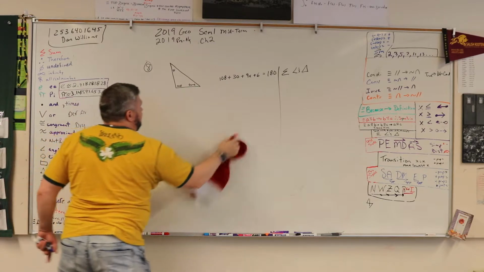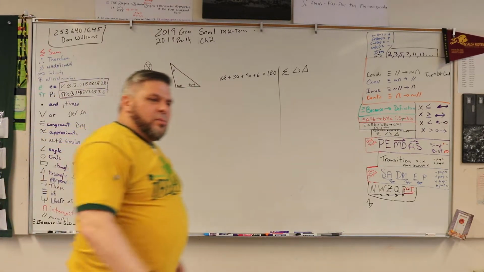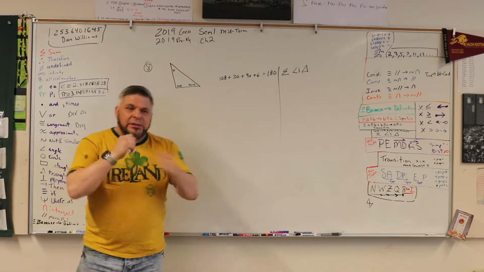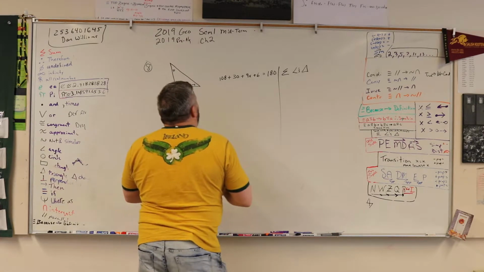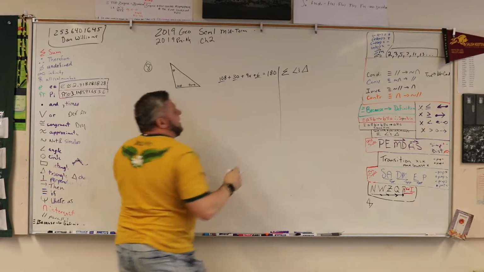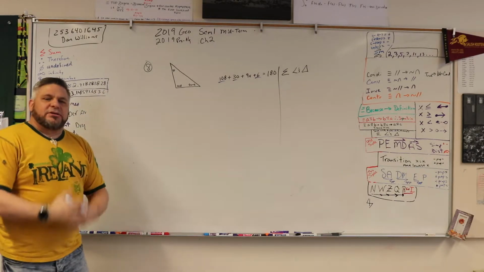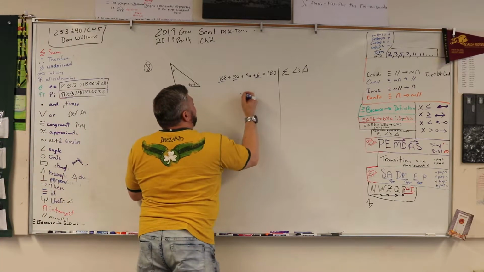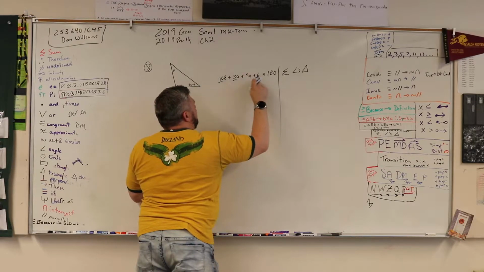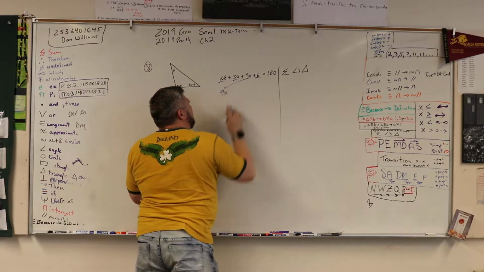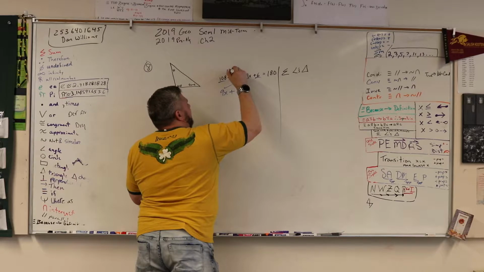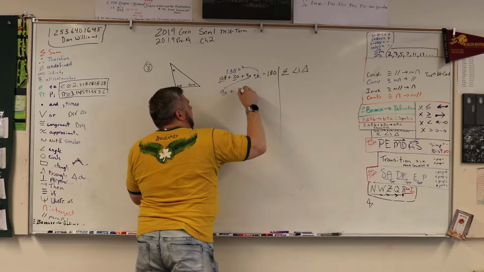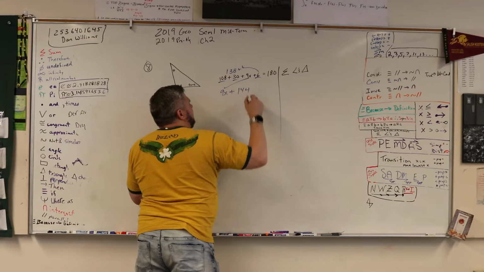But let's go back to this one. What do I do now? We set it up. 108 plus 30 plus 6. Don't forget, collect all your like terms, right? Now what goes first, the variables or the numbers? Variables. 9x plus what? 108 plus 30 is 138, plus 6 is 144. There you go.